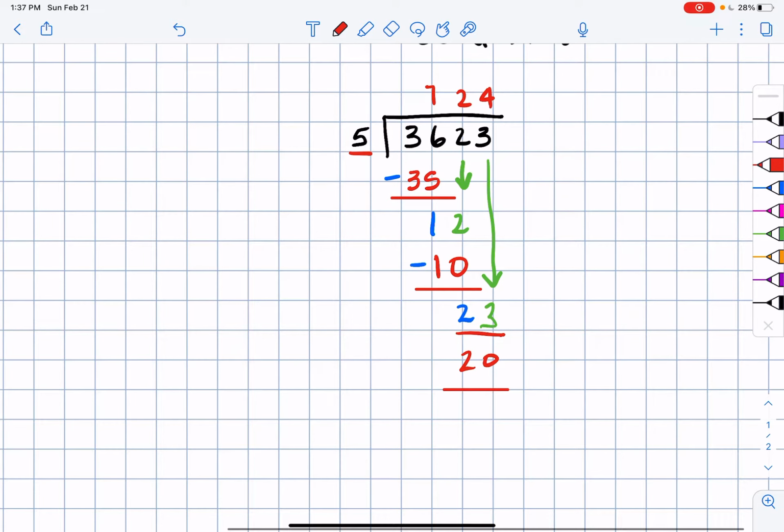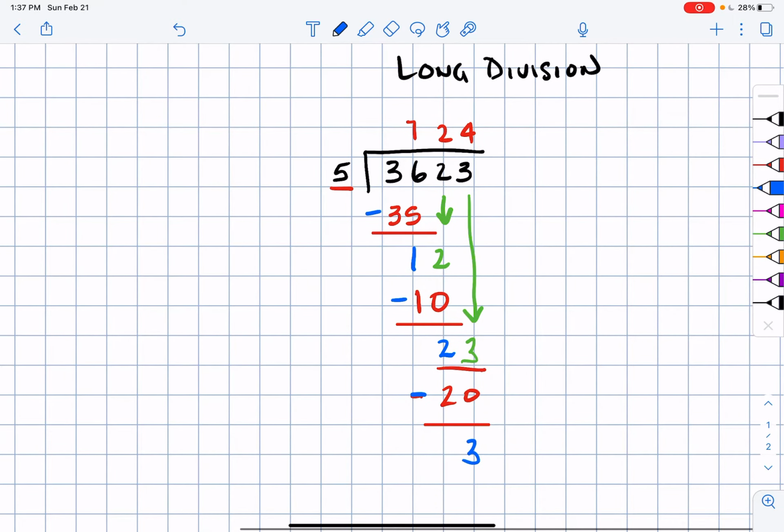Step 3, flip the sign and add. And so we got 3. And the fourth step is to bring the next digit down. And when we run out of digits to bring down, back in the day, you guys would say, well, we have a remainder of 3.